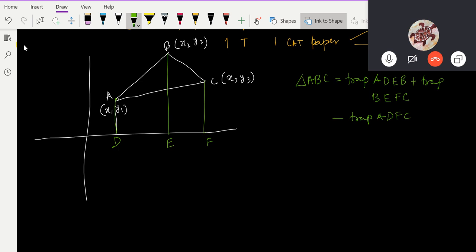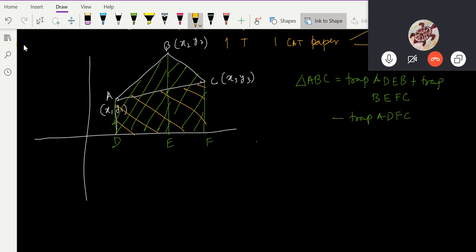Trapezium ADEB, which is this one. Trapezium BEFC, which is this one. This is the whole thing. And if I subtract ADFC, that means this part, then what is left? Triangle ABC. This is the simplest way of doing this.